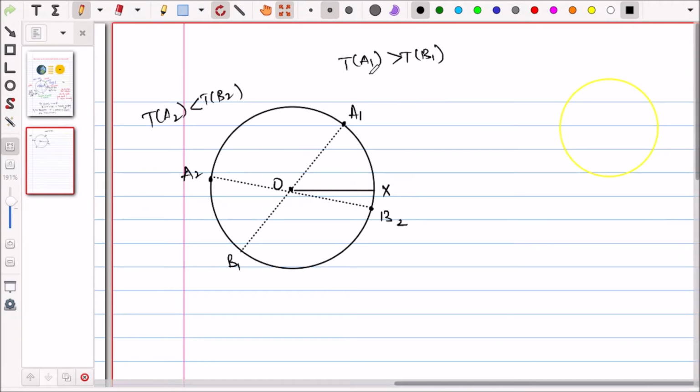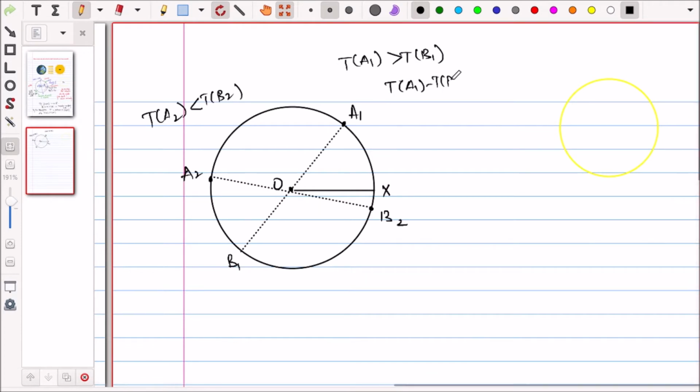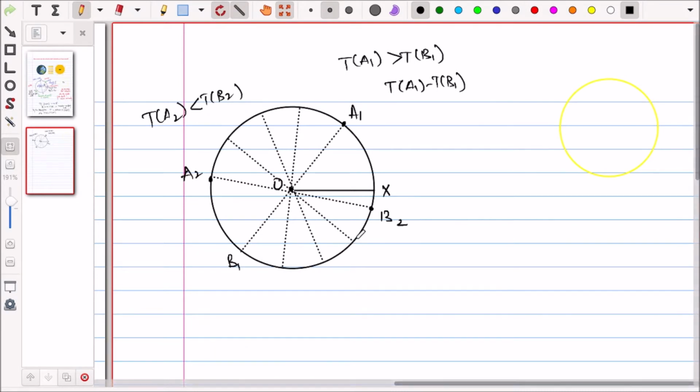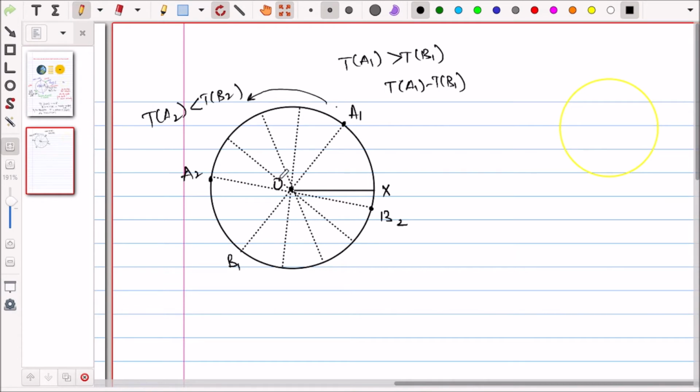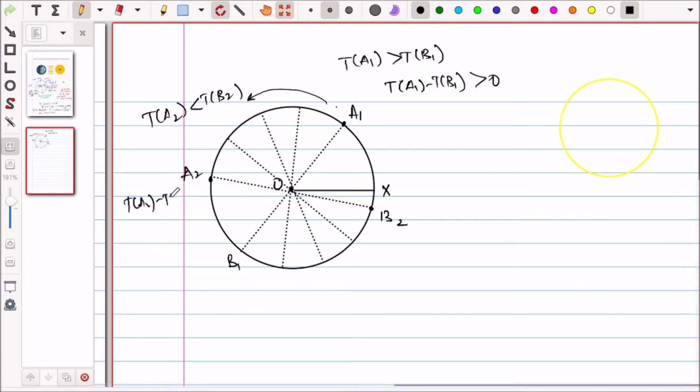So what is happening is that we take the difference, temperature at A1 minus temperature at B1, so these are opposite points. We are taking the difference at all the opposite points. We keep on taking points like this, moving like this, and at each point we take the difference of the temperature of the opposite point. So at A1 the difference is greater than 0, while at A2, T of A2 minus T of B2 is less than 0.